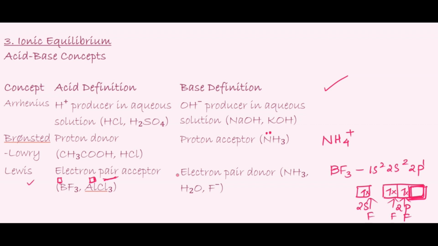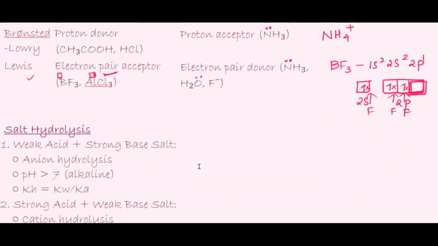Electron pair donors are bases. Ammonia has a lone pair. In H2O, oxygen has a lone pair. In F minus, fluorine has a lone pair. So electron pair donors are bases. Fine. Let's move on.